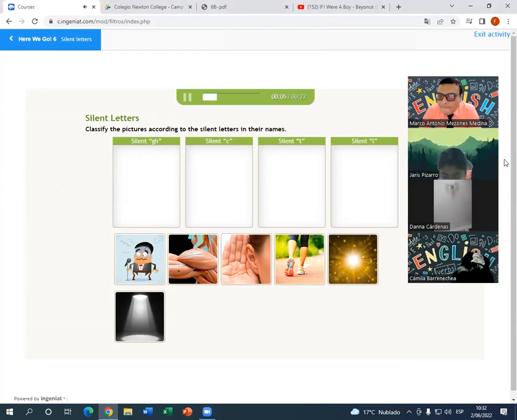Muscles, muscles. Listen, listen. Spotlight, spotlight. Walk, walk. Fright, fright. Bright, bright.